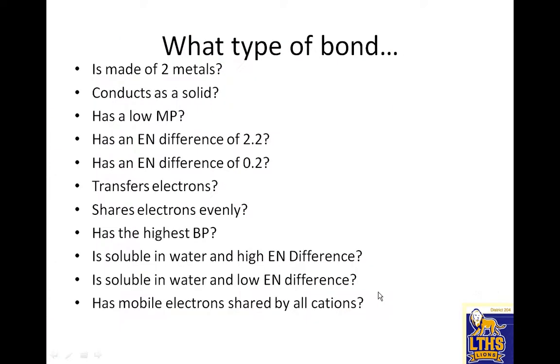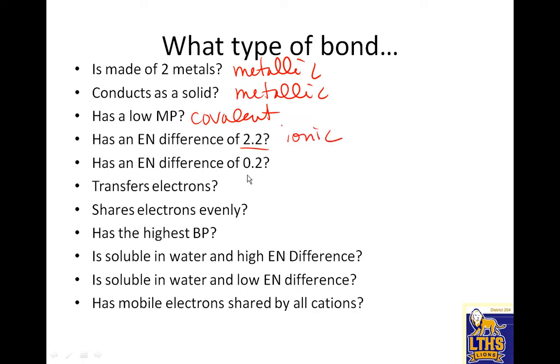So what should you know? You should know what type of bond is made of 2 metals: metallic bond. What type of bond conducts as solid? Metallic bond. What kind of bond has low melting point? Usually covalent bond. What type of bond has a big difference in electronegativity? Ionic bond. What kind of bond has a small difference? Covalent bond. What kind of bond transfers electrons? Ionic bond. What shares electrons? Covalent. And they're shared evenly, but in one direction only between the two atoms.